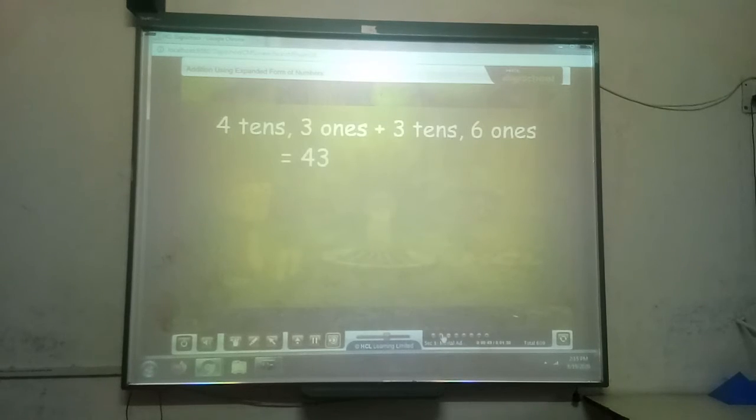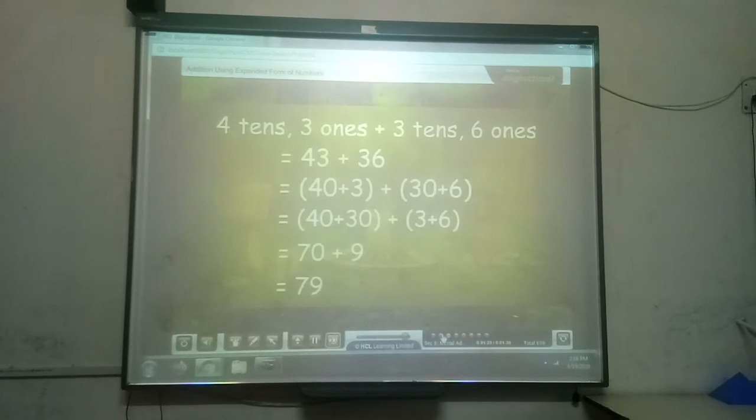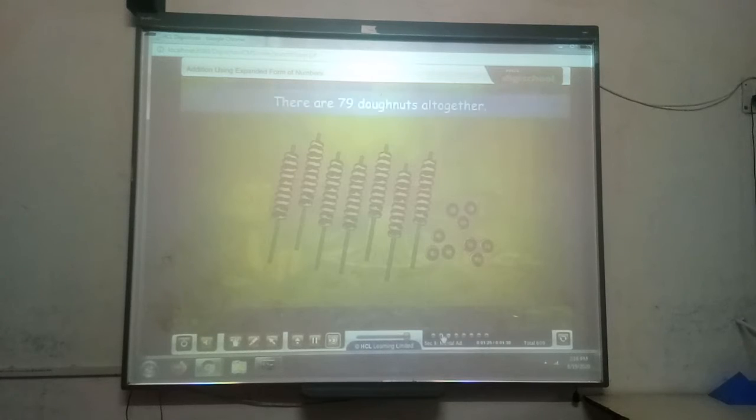43 can be written as 40 plus 3, and 36 can be written as 30 plus 6. Now, it is easy to add. First, add the tens, and then add the ones. 40 plus 30 equals 70. And 3 plus 6 equals 9. 70 plus 9 equals 79. So there are 79 donuts altogether.